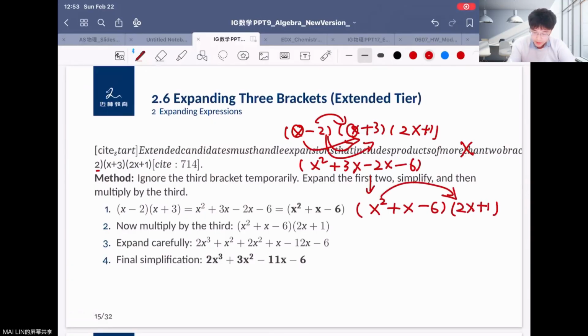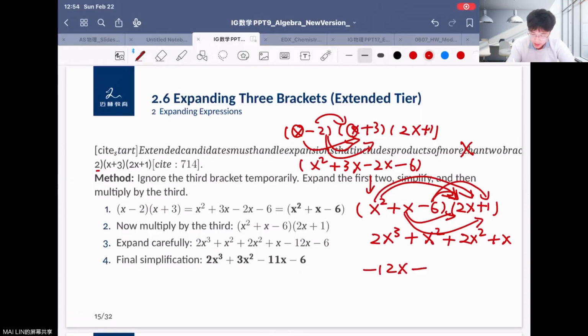First x squared times 2x is 2x cubed, and then x squared times 1 is x squared, and plus x times 2x is plus 2x squared, and plus x times 1 is plus x. So negative 6 times 2x is negative 12x, negative 6 times 1 is negative 6. So the expression here is 2x cubed plus 3x squared, and then minus 11x and minus 6.